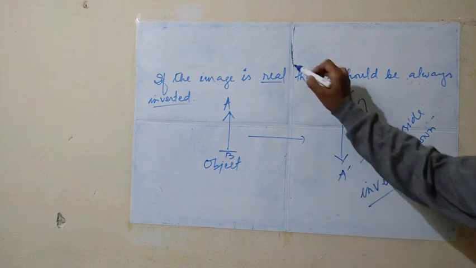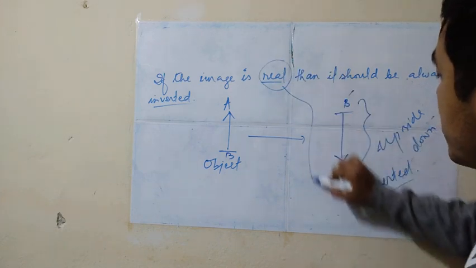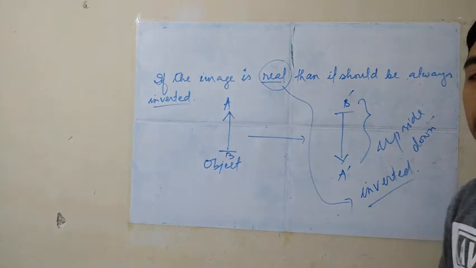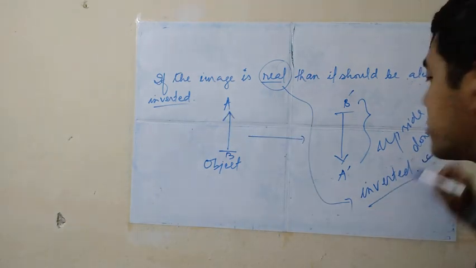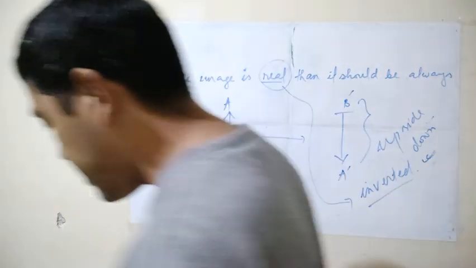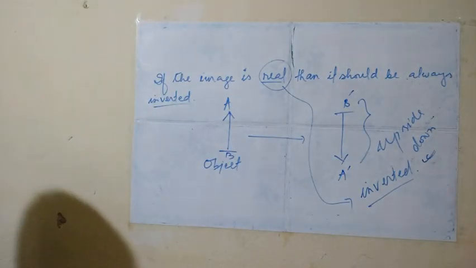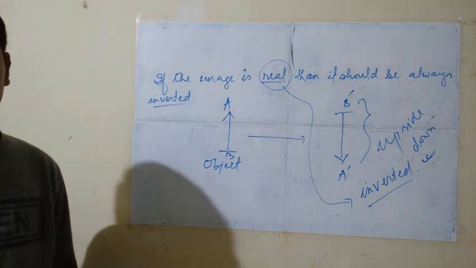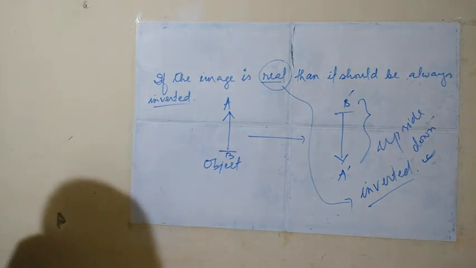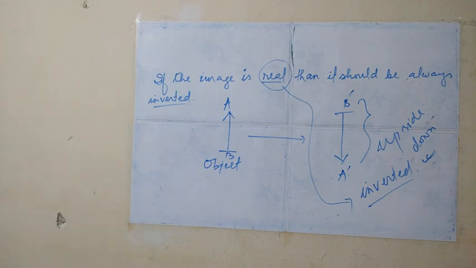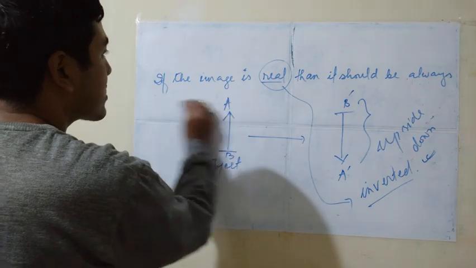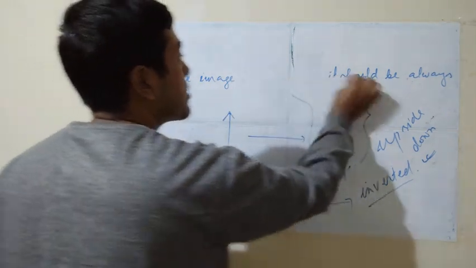Look here, if the image is real, it should be always inverted. Okay, all the real images, we will get the inverted image, right? That is always upside down. Let's copy down this one also. Done? Okay. Now, next, if the image is virtual, what will happen?